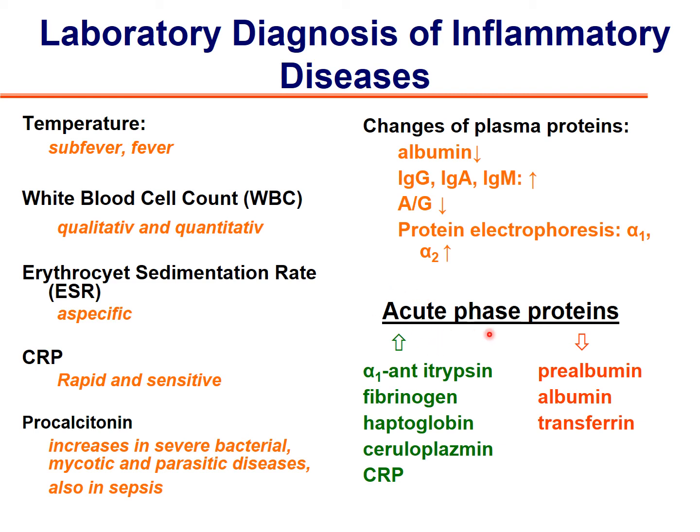Now these are the acute phase proteins, a systemic reaction of inflammation usually produced by the liver, such as the positive ones: alpha 1 antitrypsin, fibrinogen, haptoglobin, ceruloplasmin, and CRP, and the negative acute phase proteins such as prealbumin, albumin, and transferrin.